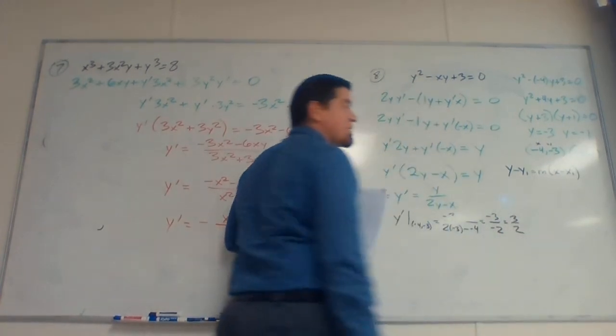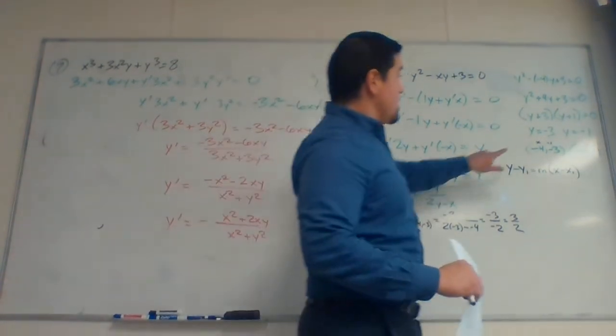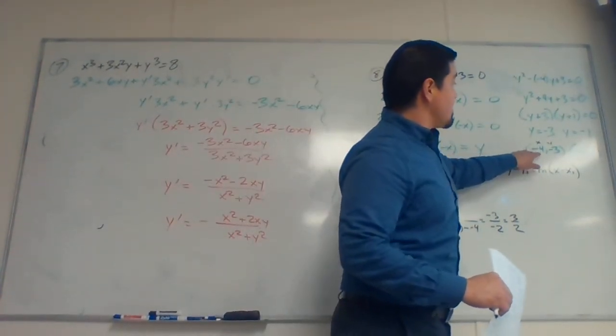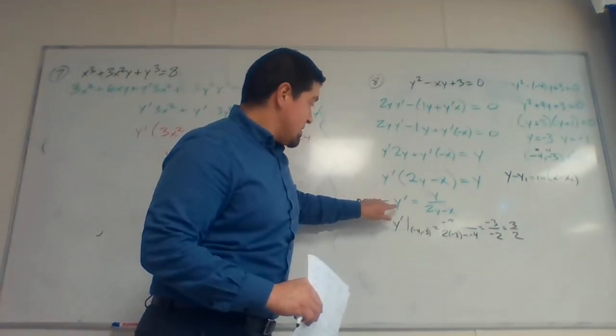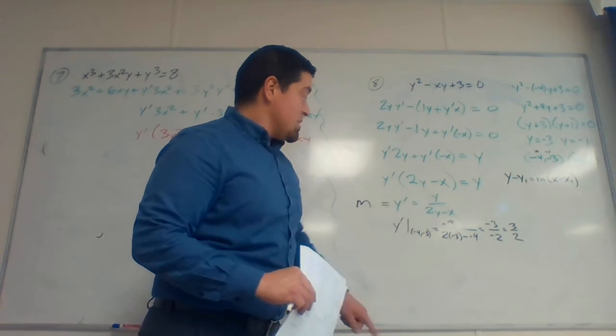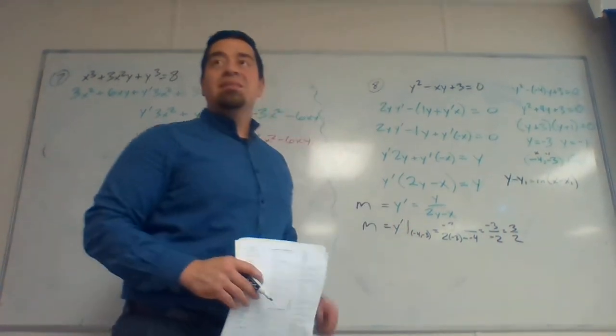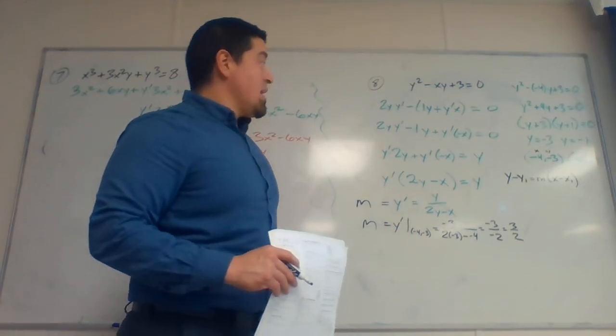So that's 3 halves. So again, what did we do? We determined the point when x equals negative 4. We plug this point into my y prime, which is my slope, and we got the slope is, in other words, this is m. It's 3 halves. Okay, m is 3 halves.